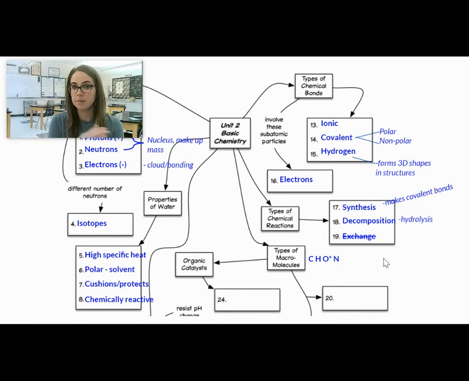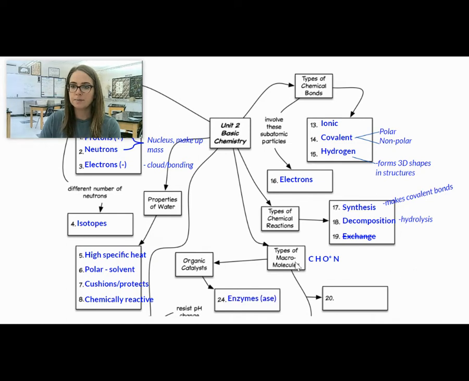I didn't put them in order, although in your notes we did put them in order on page 7. So oxygen comes in at 65%, carbon at 18.5%, hydrogen at 9.5%, and nitrogen at 3.2%. There are other important atoms, but those are the big ones. Oxygen, the biggest, most abundant.